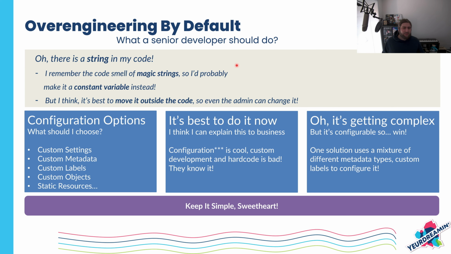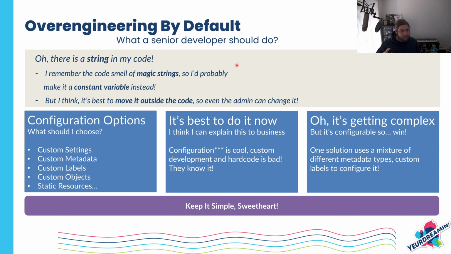I would put it in a constant variable, but then they think, all right, maybe it's time to move it outside of the code. Oh, and I have so many options, from custom settings to static resources, custom metadata, and I can explain this to business. Yes, it would take maybe 2 hours more, and deployment would be a bit more complicated, but it's cool configuration.